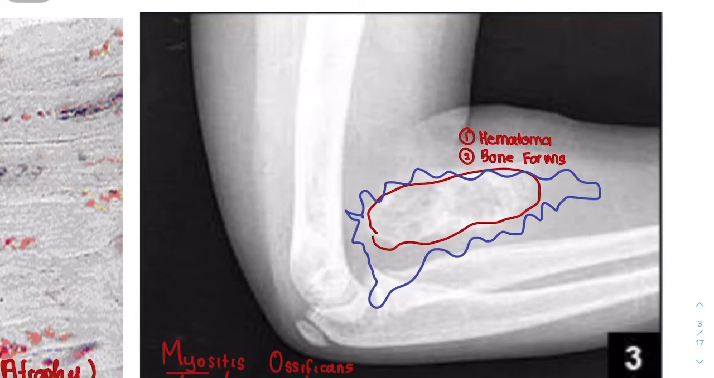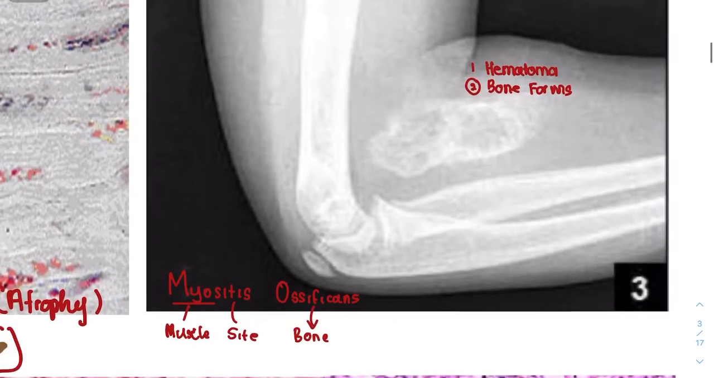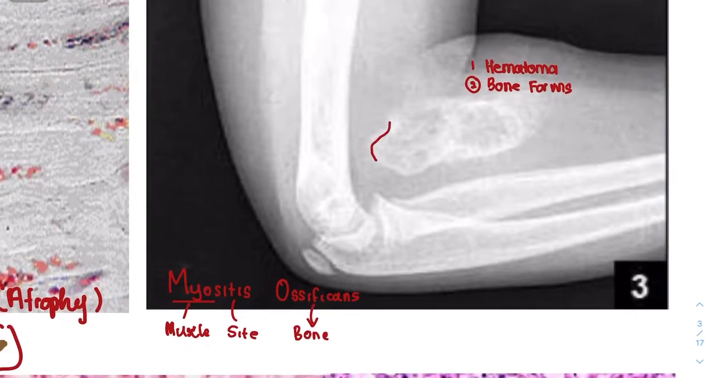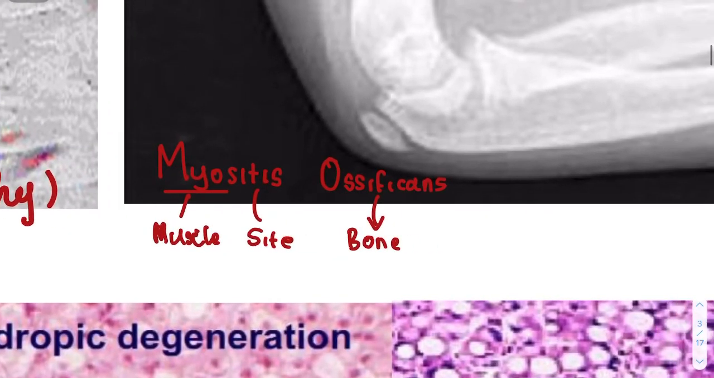It's called myositis ossificans. So first of all, after a trauma in the muscle, a hematoma, a localized accumulation of blood will occur. This blood is replaced later on by bone tissue. So if you were to look at the X-ray of this, you will see the bone tissue, and the way you distinguish it from a cancerous growth is by the clear border. So myositis, muscle, site, ossificans, bone.